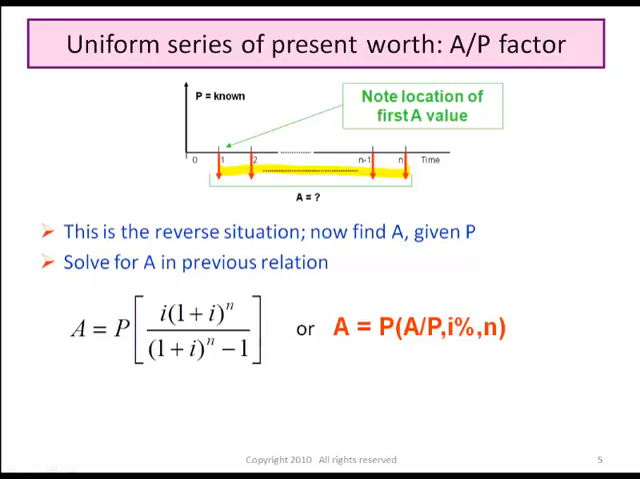The relation shown here is the reciprocal of the previous factor. Now the A/P factor is in brackets, and it calculates an equivalent A for n years given a known P and interest rate i. The standard notation for the relation is A is equal to P times (A/P, i, n). Just as a reminder, note in the cash flow diagram that A starts 1 year after P takes place.